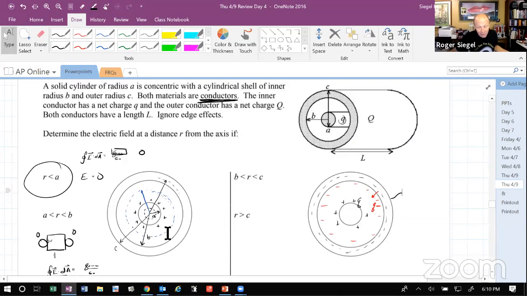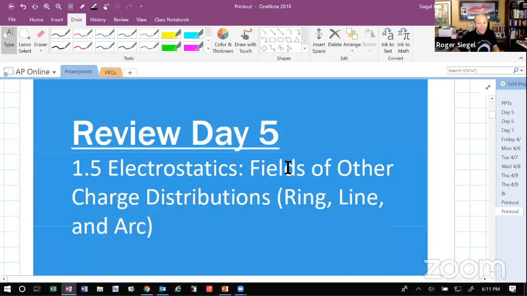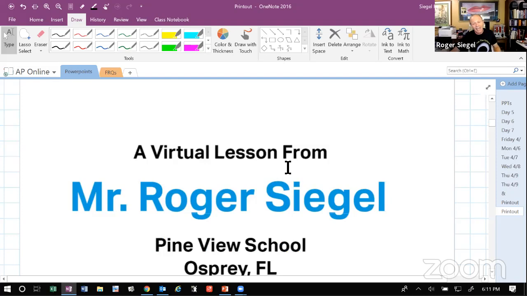Now, what did I want to tell you about this a minute ago? The reason I wanted to look at this problem is because notice what they're saying. They're saying ignore edge effects. This is important because in order to use Gauss's law, we have to have a perfectly symmetric setup. And if we don't have that symmetric setup, we can't use Gauss's law. So tonight's lesson is really about these times when we can't use Gauss's law.